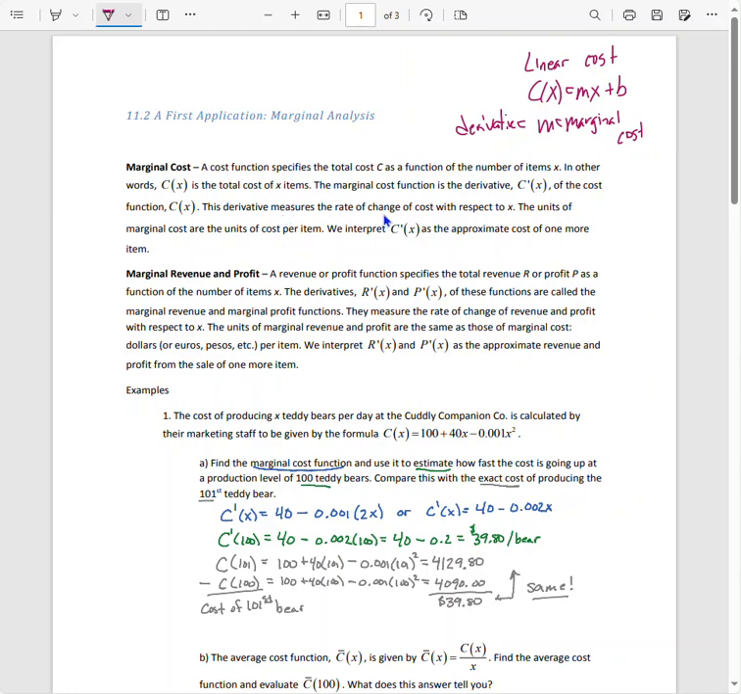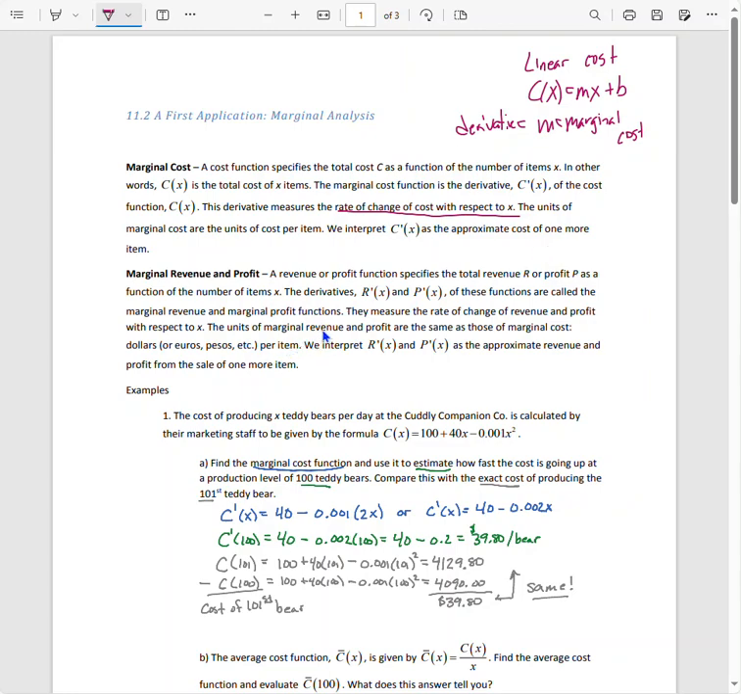This derivative measures the rate of change of cost with respect to x. The units of marginal cost are the units of cost per item. We interpret C prime of x as the approximate cost of one more item.